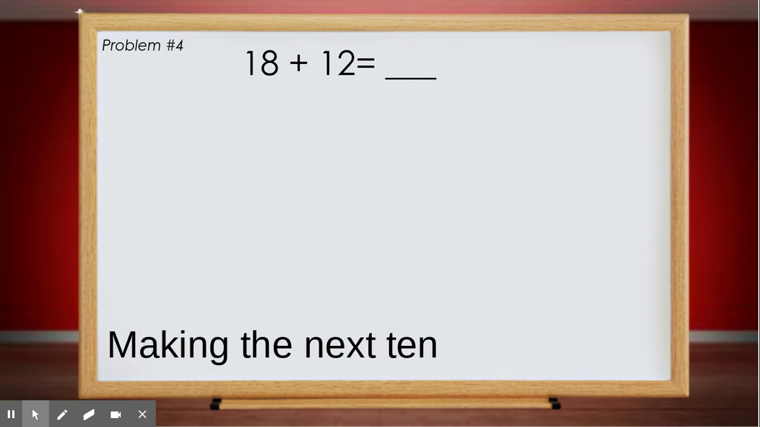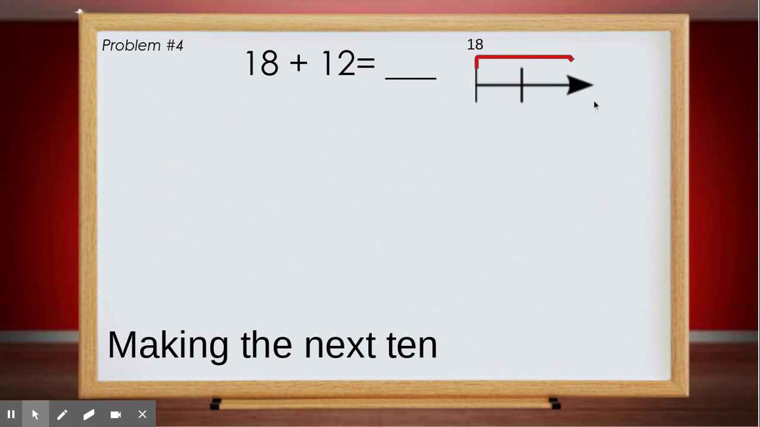Last one, we'll be using 18 plus 12 equals blank again, but this time making the next 10. Remember, when we're thinking about making the next 10, we want to make sure you're using the larger number, the one that is closest to the next 10. And in this case, 18 is the closest to the next 10.